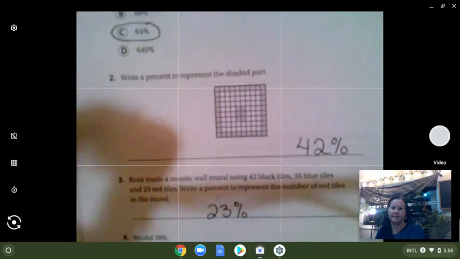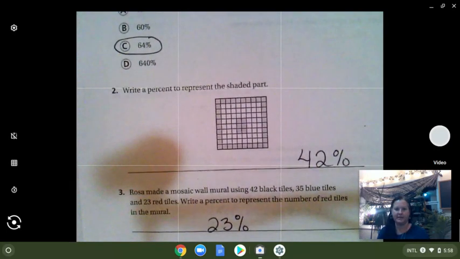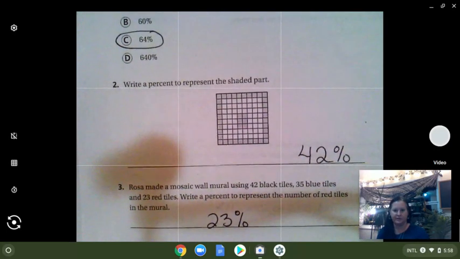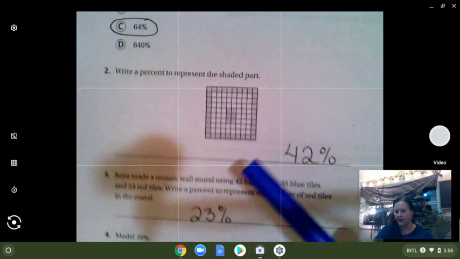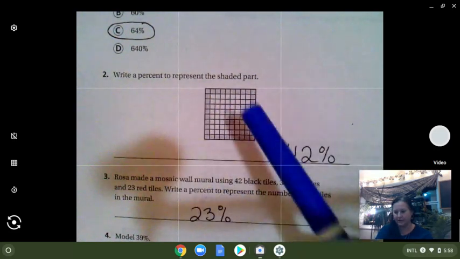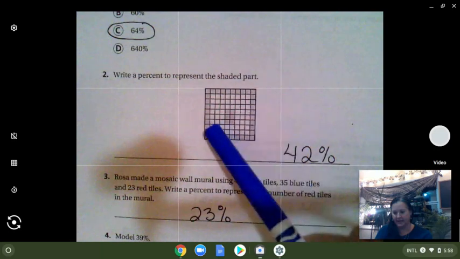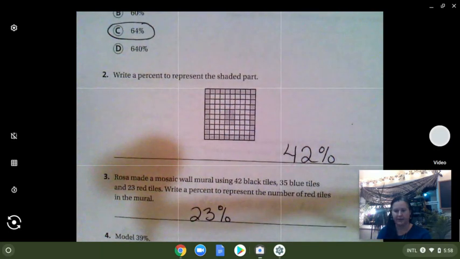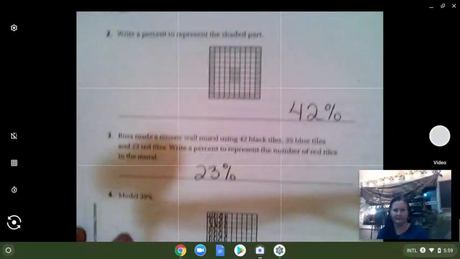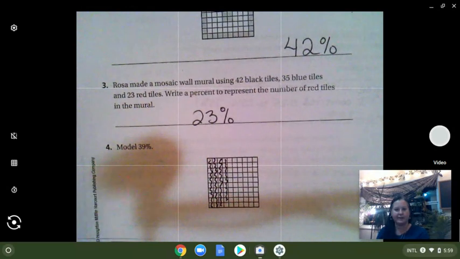Write a percent to represent the shaded part, and if you count those little squares, making sure that you don't count the corners twice, this would be 10, 10, 8, 8, and 6 in the middle, you would have 42%. And they will try to trick you like that on the test.